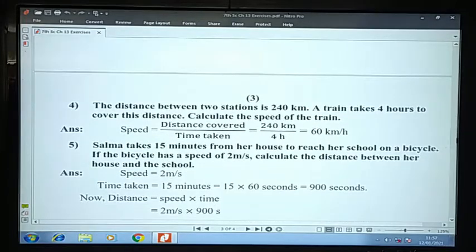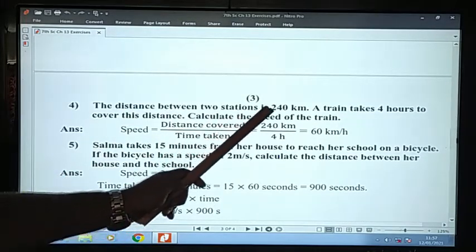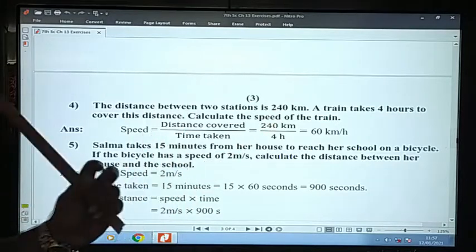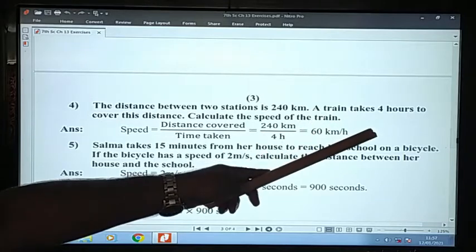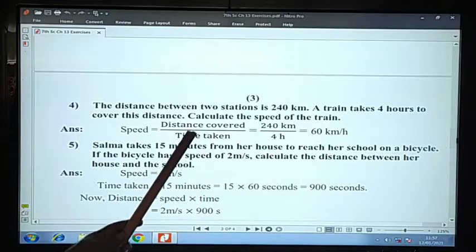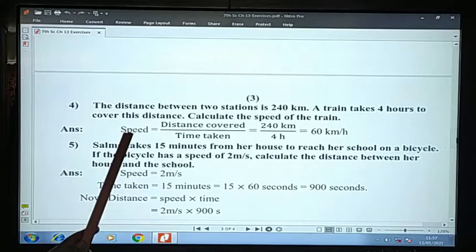Now next is, the distance between two stations is 240 km. A train takes 4 hours to cover this distance. So calculate the speed. This is simple.